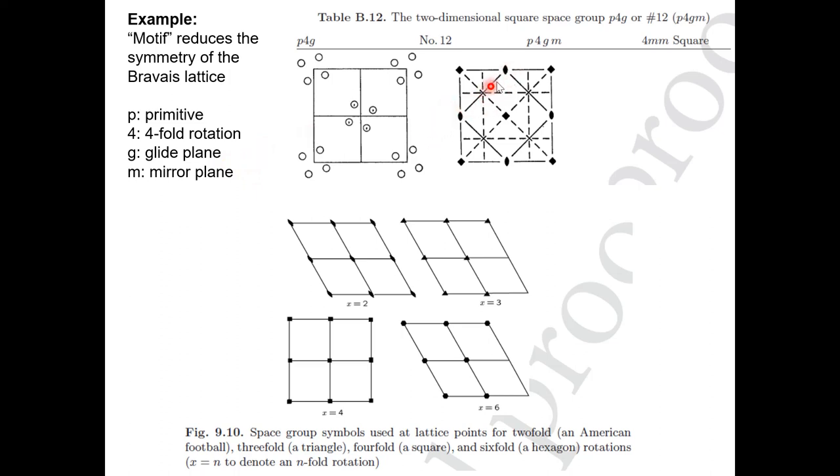For instance, if you take this reflection plane, which is basically this one, you can see that this point goes into that point. So a point with a dot goes into a circle without a dot when you apply a mirror plane. Okay. So these are some of the features of motifs and these diagrams that you have on the International Tables. Okay.